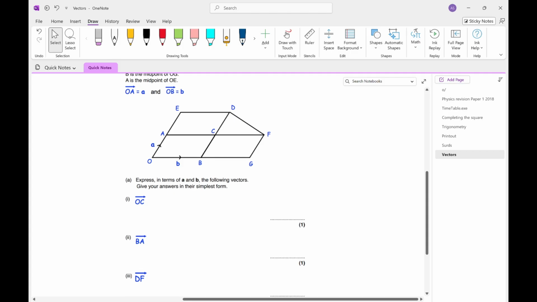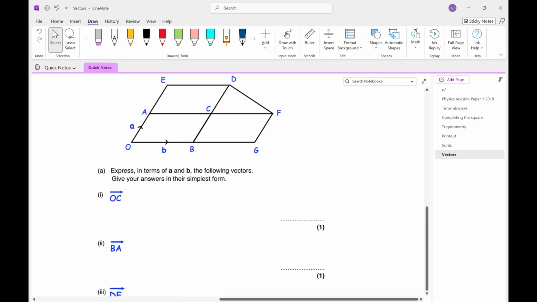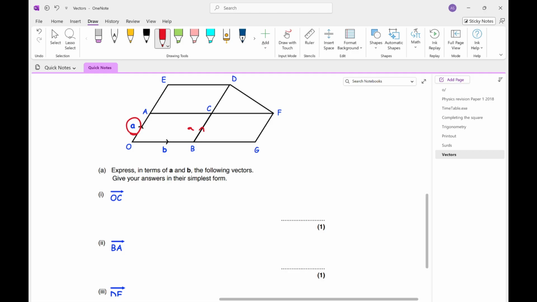So at the start, we have it pretty easy. So what is O to C? Well, we know this is A, so this also must be A, because you can see that they're parallel. They're all facing this one way. So what's O to C?